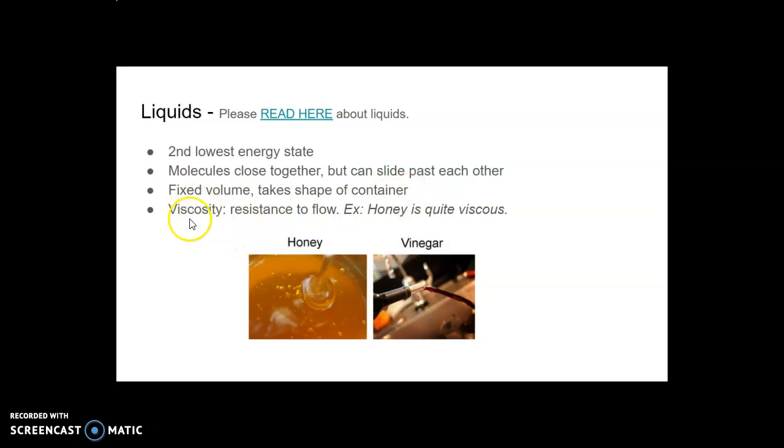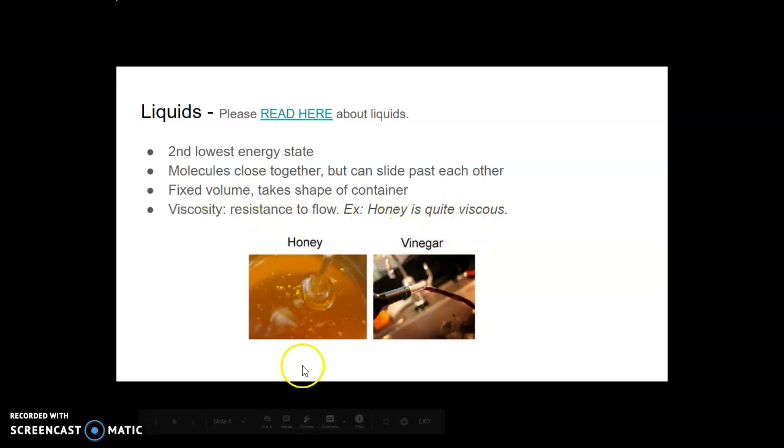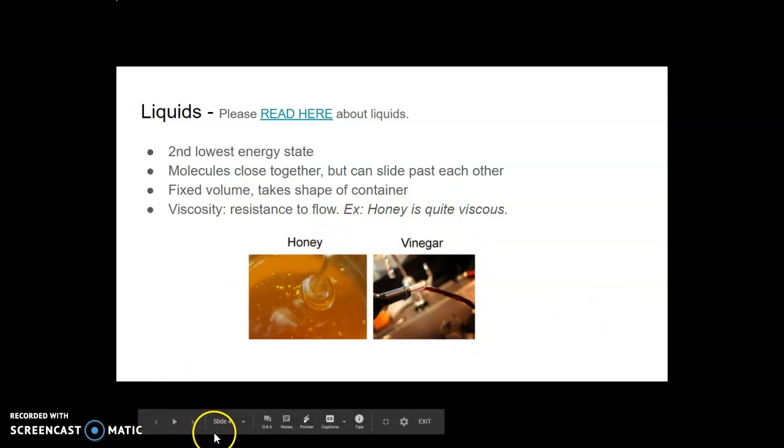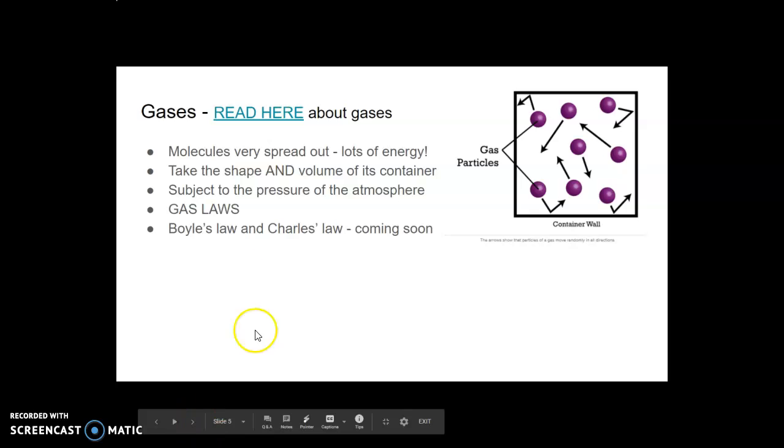We have a new word, viscosity. This is the resistance to flow. So the thicker a liquid is, the more viscous it is. Honey is quite viscous. Vinegar is not. This flows very well, just like water. I'm sure you can think of some other liquids that fall along that scale. Okay. Next, we have gases.